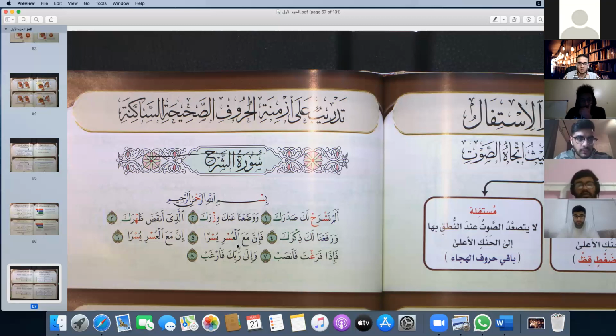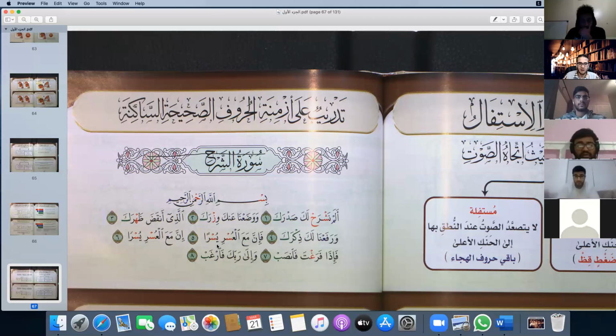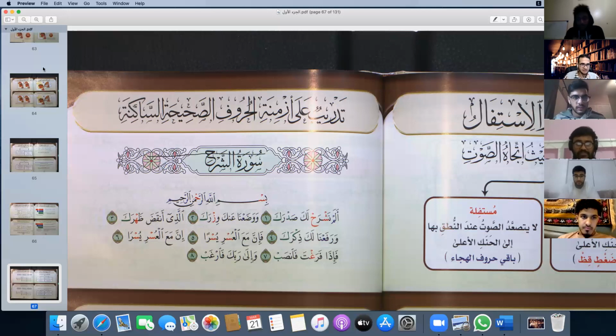فإن مع العسر يسرا. Look at those two scenes. إن مع العسر يسرا. I give these two scenes also more time. فإذا فرغت فانصب. I give the غين more time. وإلى ربك فارغب. Okay, let's start with you, brother.